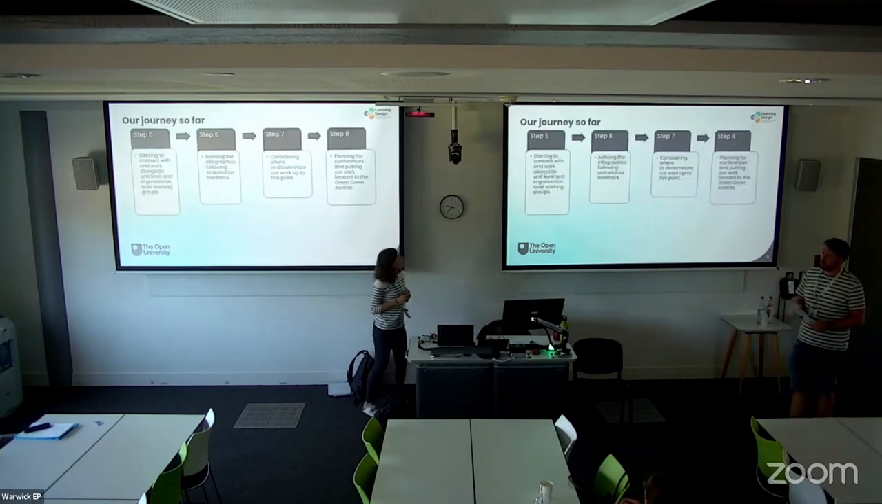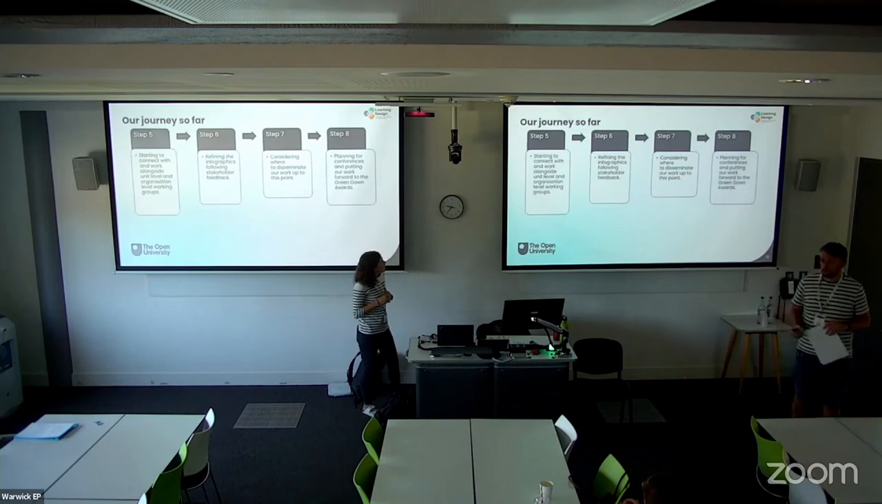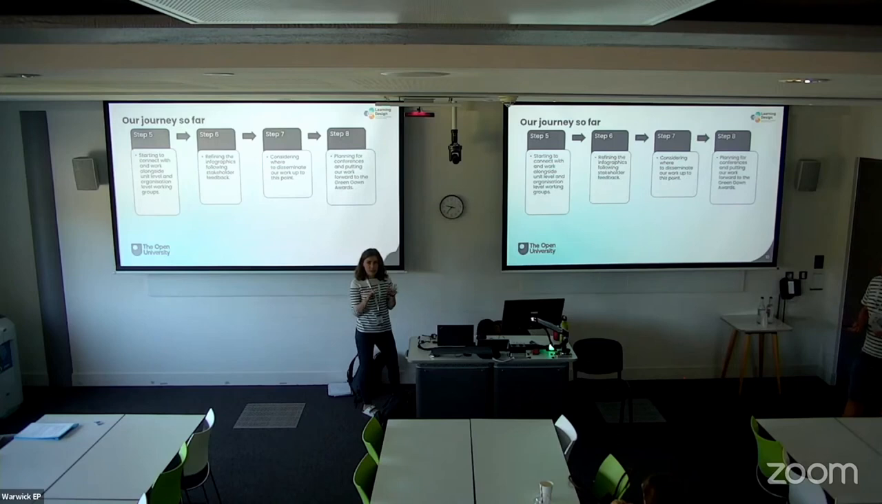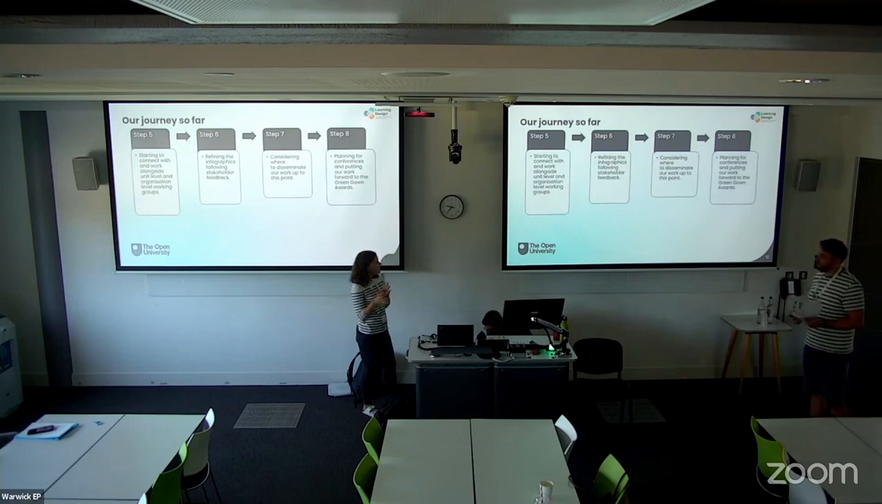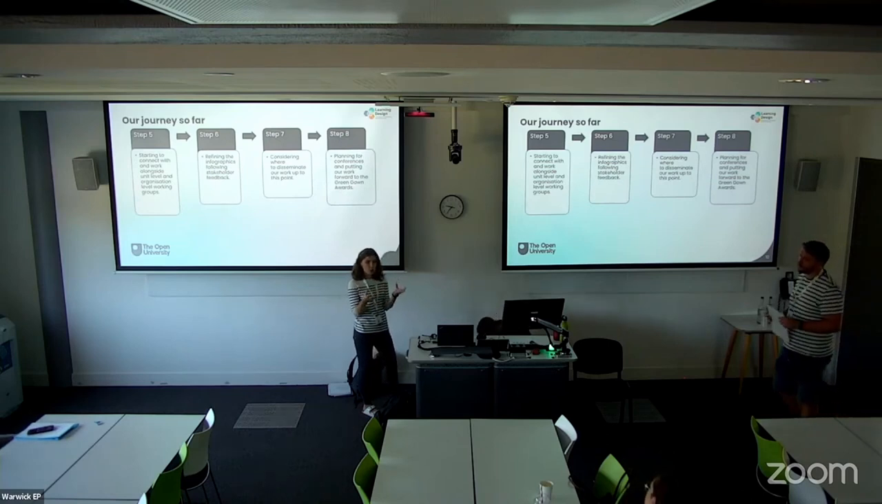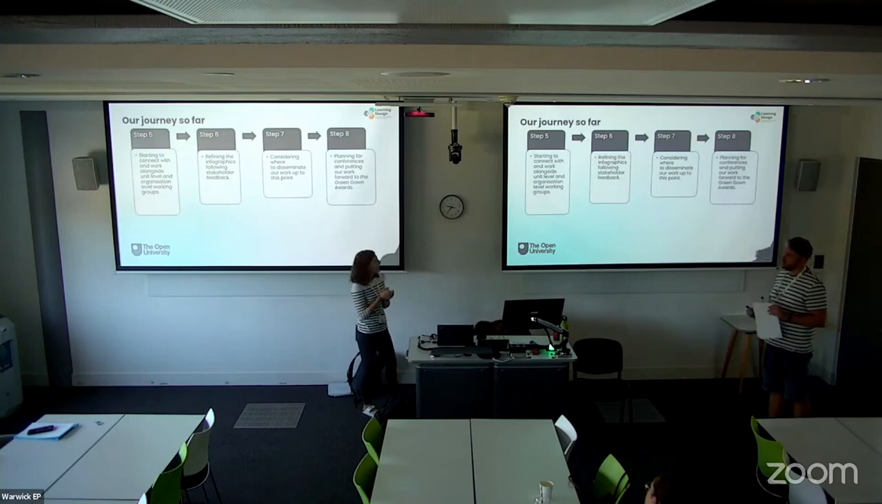Brilliant. So step five, we started to look elsewhere around the OU and find out what other people do and what sustainability looked like in their context around the university. We started to make working relationships with them and think about how we could inform them of what we were doing and how that could translate across different departments and faculties.